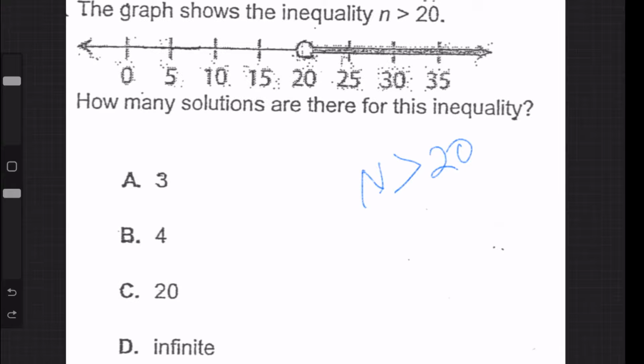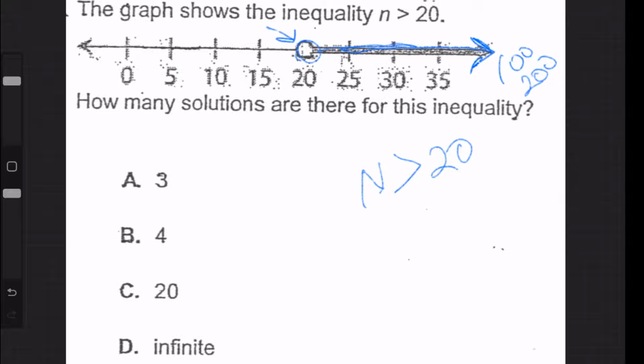Now, if you look at this graph right here on the top where they put the number line, you'll notice they did this correctly. They're showing you that n is greater than 20. They've got the little circle here around the 20, and then they've got this line here colored in, right? So n is greater than 20. So it could be 25, 26, 27, 35. It could be 100. It could be 200. Anything greater than 20. How many solutions are there for this inequality? How many options do you have for an answer? Pick any number that's greater than 20, and that's the answer.